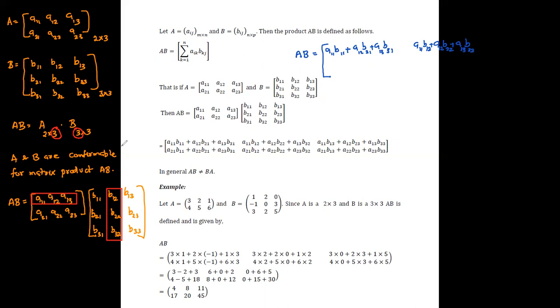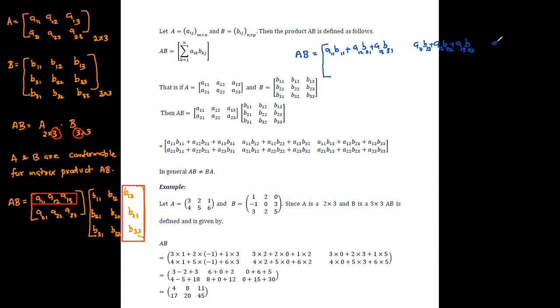Now we have finished the multiplication of three elements: first element with first element, second with second, and third element with third element. Since we have finished the multiplication of all the elements in the second column, we have to move to the multiplication of the first row with the third column. Now we have to multiply the first row with the third column.